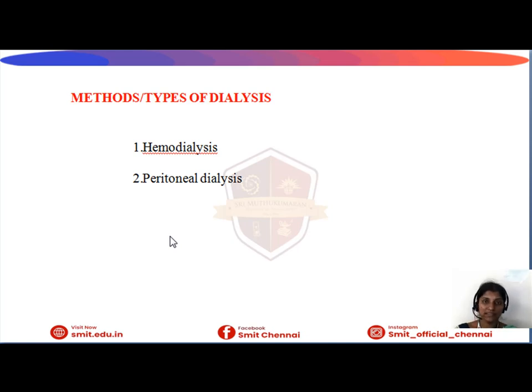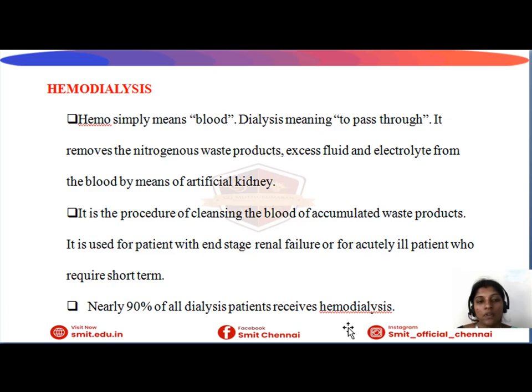Usually, dialysis is separated into two types. One is hemodialysis, and another one is peritoneal dialysis. Hemodialysis. What is hemo? Hemo means blood. Dialysis means passing through it, which removes the nitrogenous waste products, excess fluid and electrolytes from the blood by means of an artificial kidney. The artificial kidney will remove all these waste products instead of our human kidney.